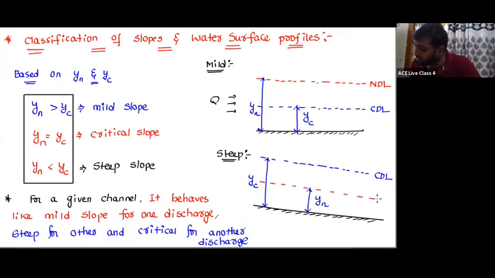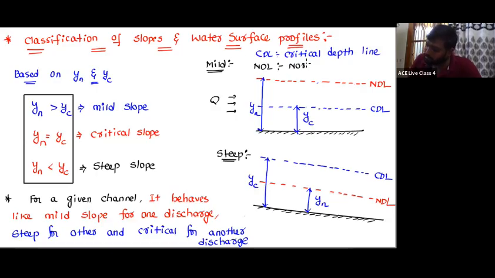Next point, whatever the line that is drawn along the normal depth is known as NDL. So you know what is meant by CDL? CDL means critical depth line. NDL means normal depth line. CDL, critical depth line; NDL, normal depth line. Okay. So now, based upon the yn and yc, I have classified this.